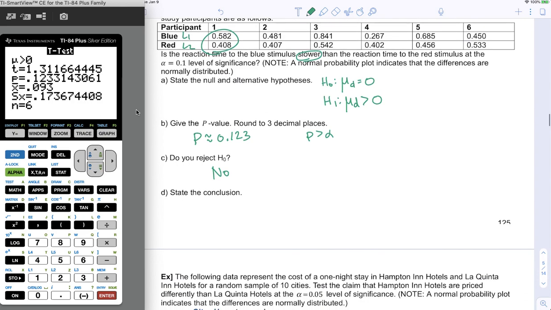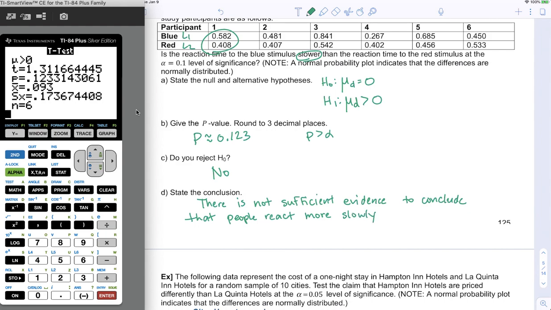So we can write a conclusion. There is not sufficient evidence to conclude that people react more slowly to a blue stimulus than a red one.